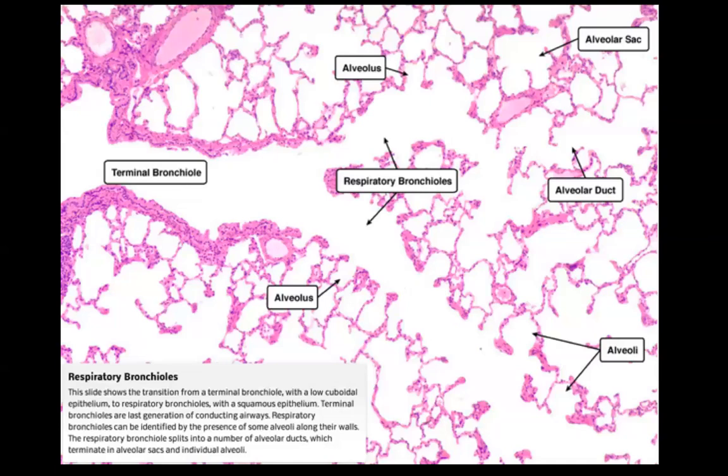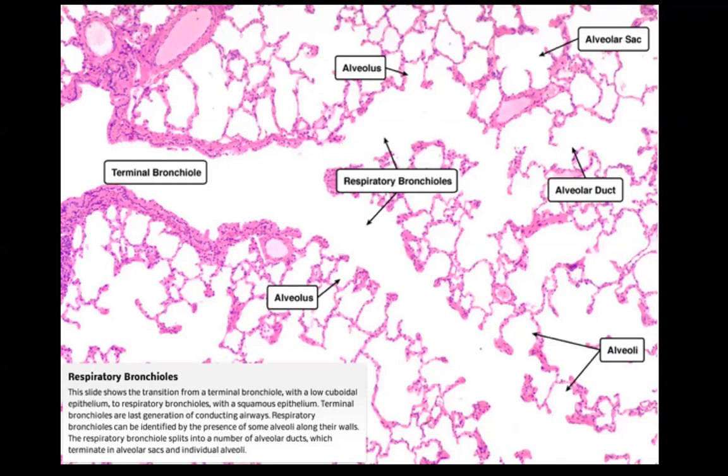Then we're into the alveoli, or the air sacs, the tiny hollow alveolar spheres that are lined with simple squamous epithelium. So alveoli are organized into clusters called alveolar sacs, and each one of them has a central alveolar duct that links them to the respiratory bronchiole.